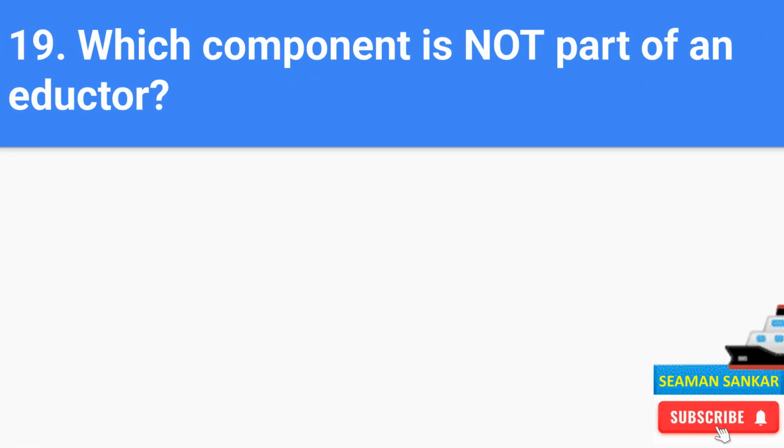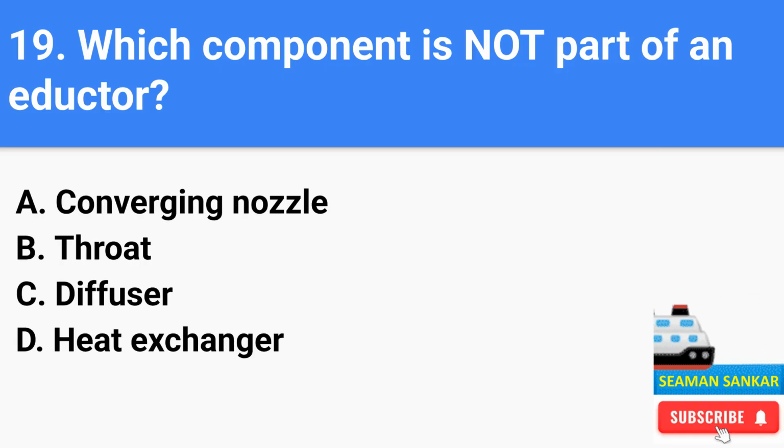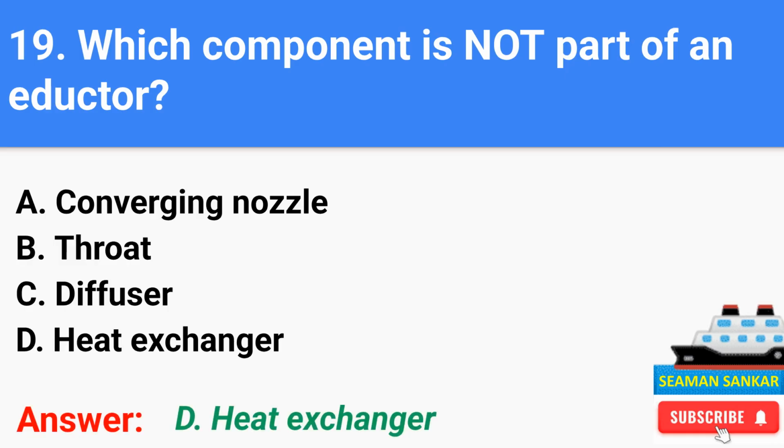Question 19. Which component is not part of an adductor? A. Converging nozzle, B. Throat, C. Diffuser, or D. Heat exchanger. The component that is not part of an adductor is D. Heat exchanger.